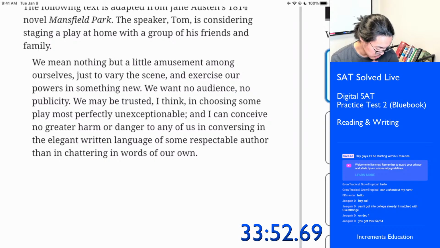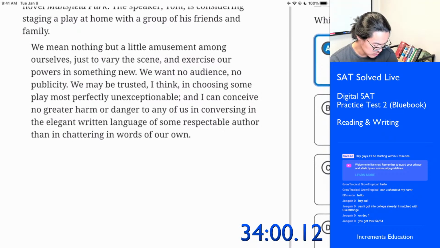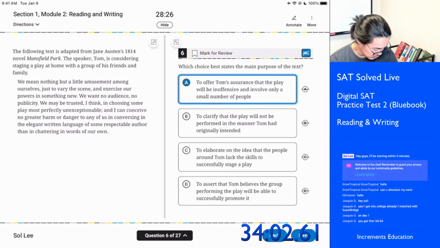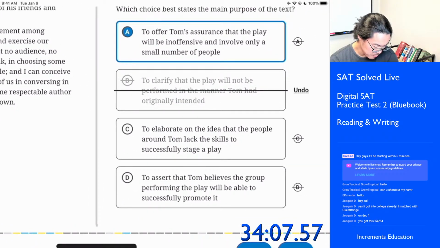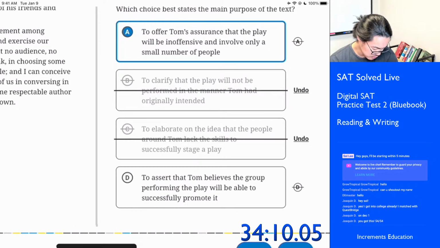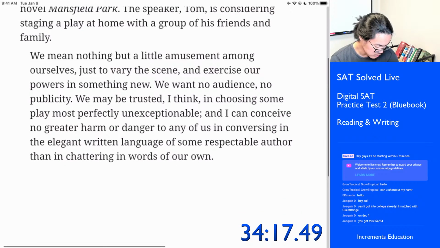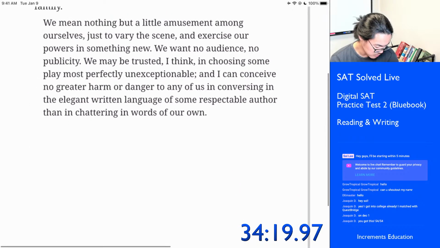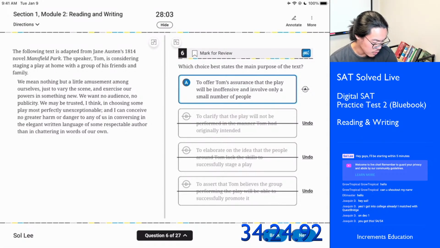Wait, small number of people? And we want to converse in the elegant language of some... Not be performed to elaborate skills to assert that the... successfully promoted. Wait, small number of people. Where did you see that? Where's this? No publicity. Okay, I guess the small number of people is the fact that there's no audience. Yeah.